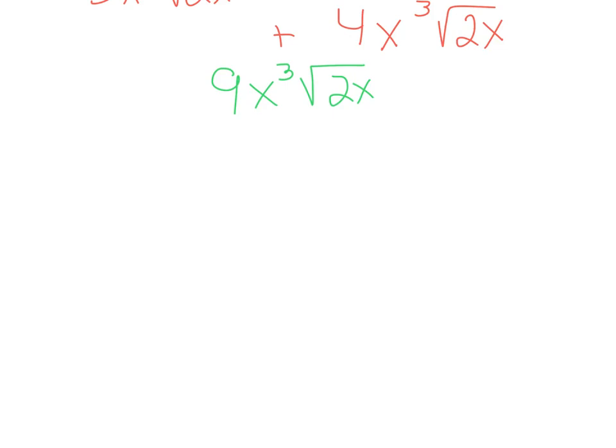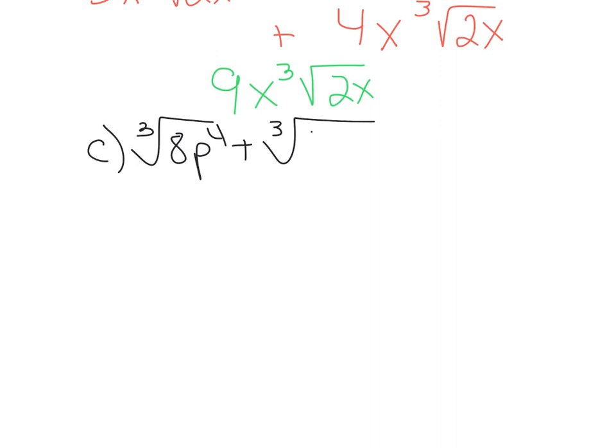Letter C says the cubed root of 8p to the fourth plus the cubed root of 125p. And we're going to simplify these so that we can see whether we can add them or not. 8 is a perfect cube. 2 times 2 times 2 makes 8. So the cubed root of 8 is going to be a 2 on the outside. So we'll bring that 2 out.